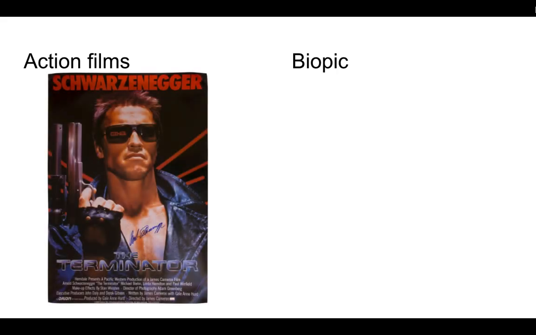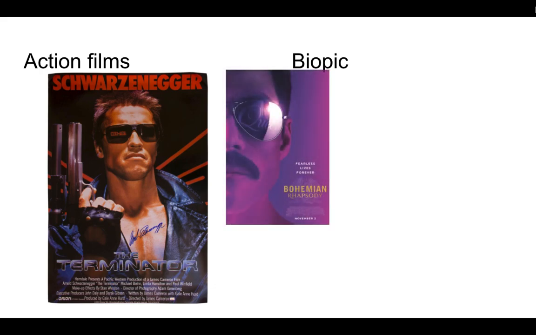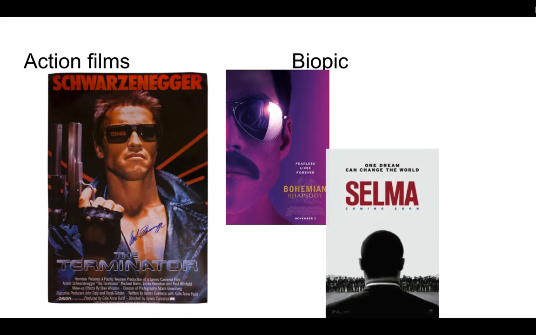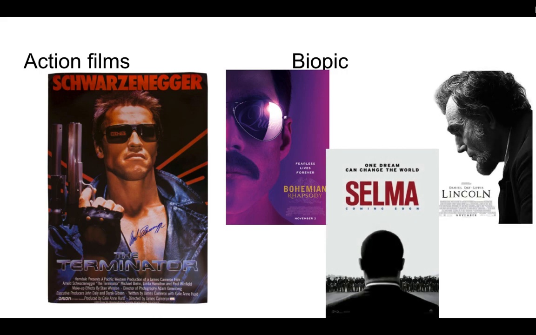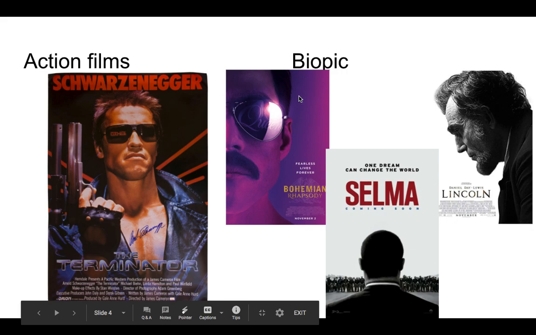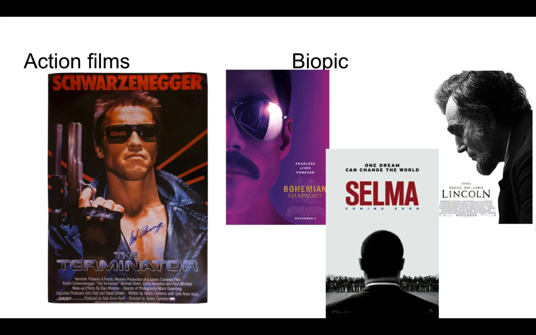So action films, like The Terminator. So lots of action, lots of fighting or violence, very fast films. Biopics, it's often about the life of a famous person. Maybe you saw Bohemian Rhapsody about Freddie Mercury and Queen, or Selma about Martin Luther King, Lincoln, say about Abraham Lincoln. So biopic about the life of a famous person.